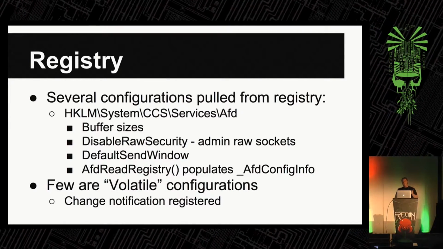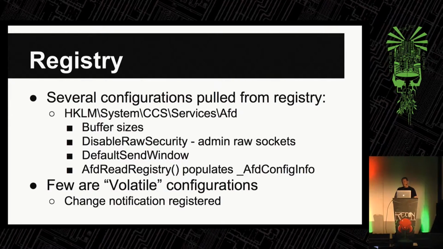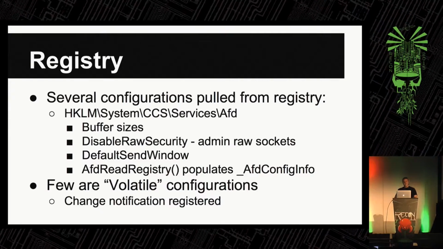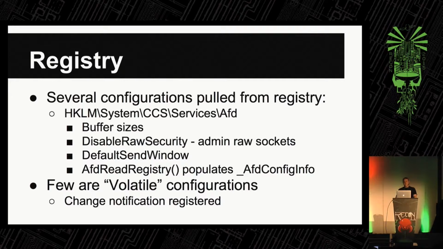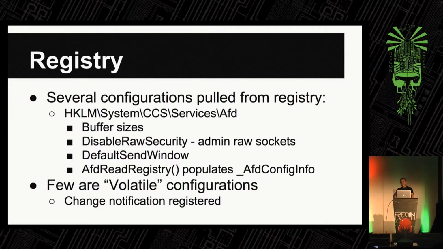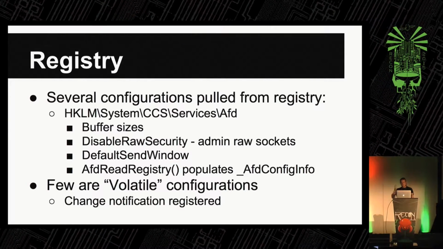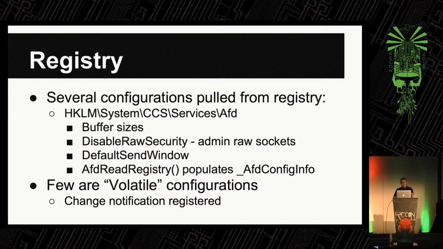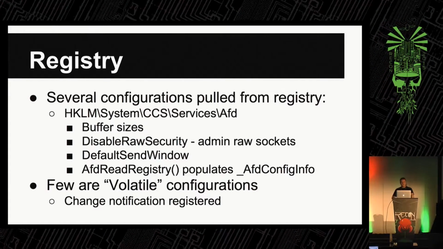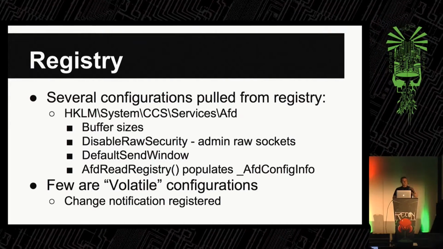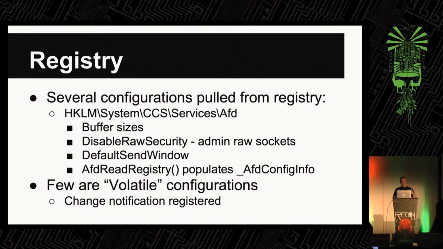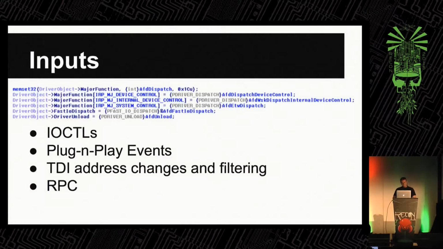Now, a few of these configurations are registered as volatile configurations, so that they register a change event notification on the registry. So the driver will get a callback when this registry key changes, and it will reconfigure itself. Things like buffer sizes are not in that, and the disable raw security was not in that, which is why you have to reboot after setting this flag if you want to make raw socket communications.